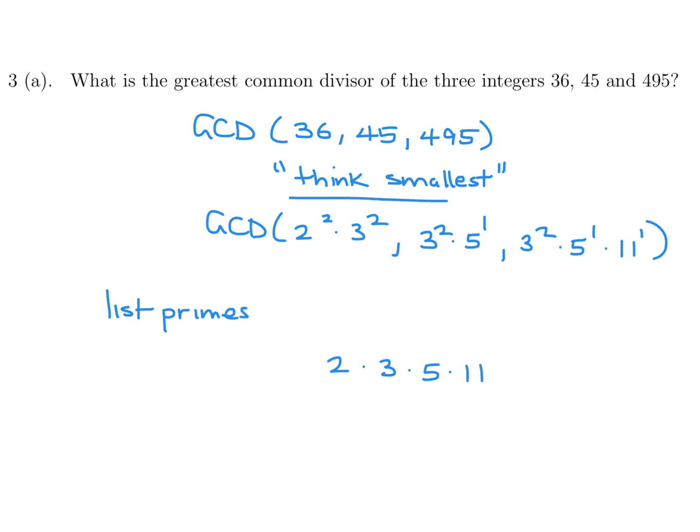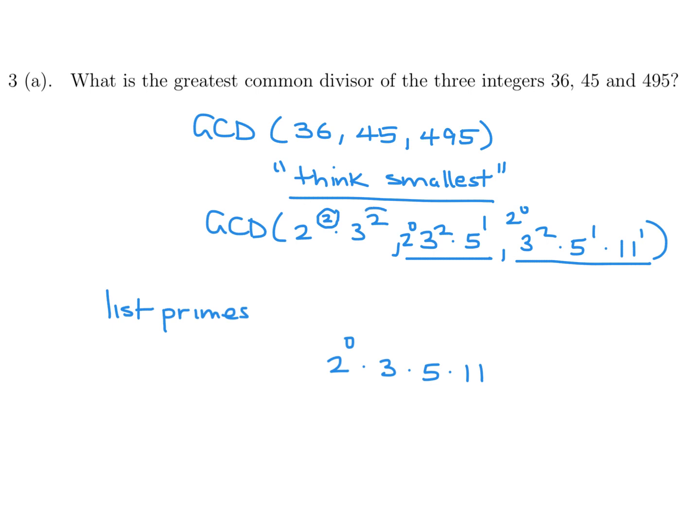And then you think smallest. For each of those primes, use the smallest exponent. So for 2, the exponent here is 2. There is no 2 here, it's kind of like 2 to the power of 0. And similarly, there is no 2 here either. So the smallest is 2 to the power of 0. You see what I mean? That's why I say think smallest.